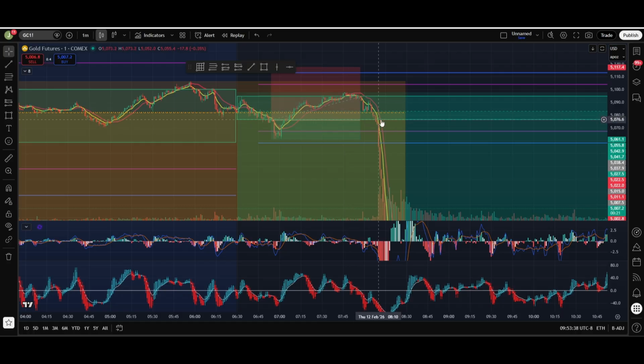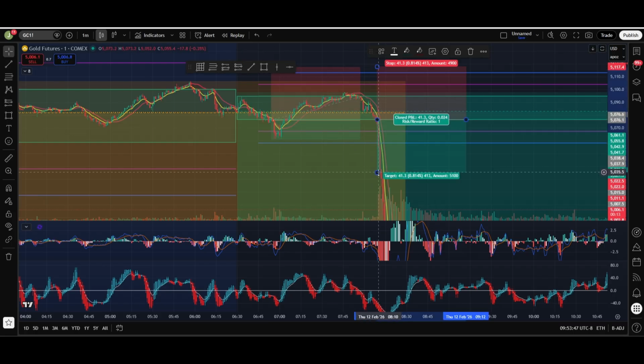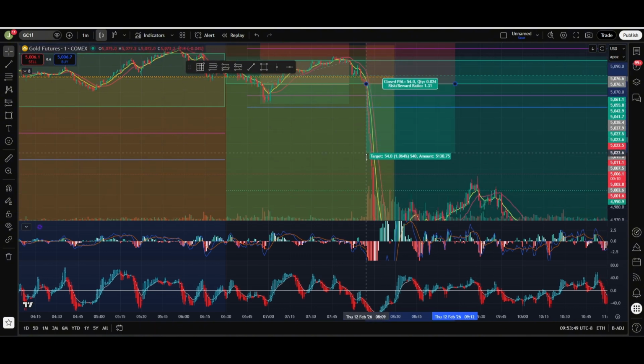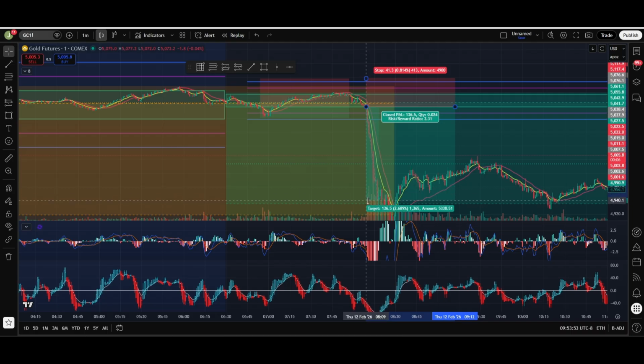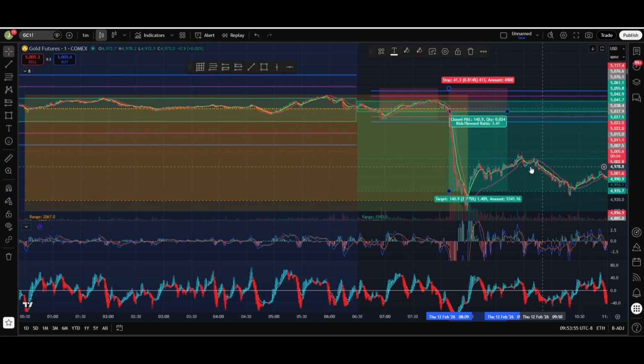So we can see here that we have a short and then another short. So it gave us this first opportunity for 15 points, and then we could have shorted again. And then this one was very, very significant. Again, metals have been extremely volatile. So that is it for the orb strategy.